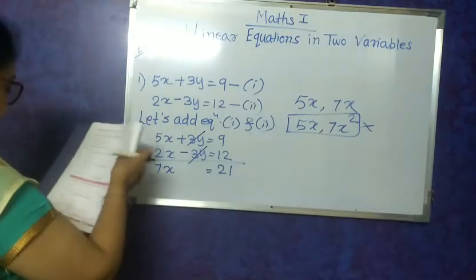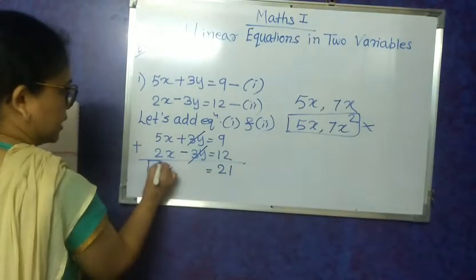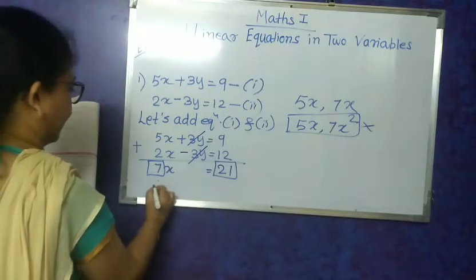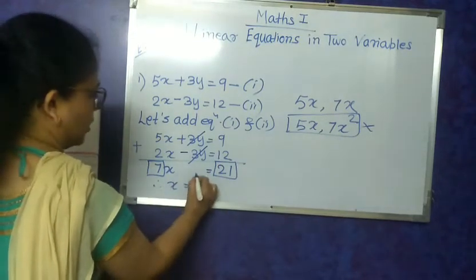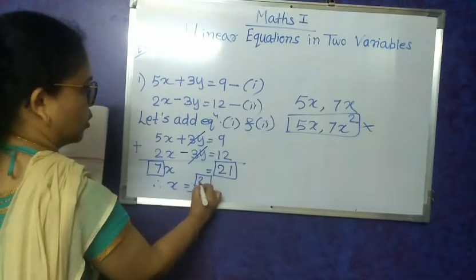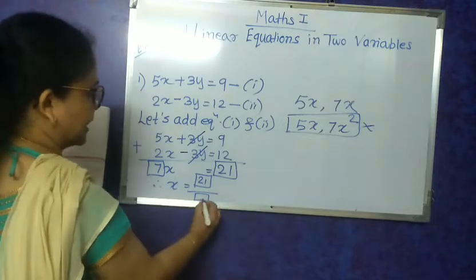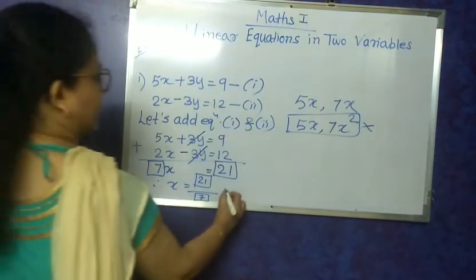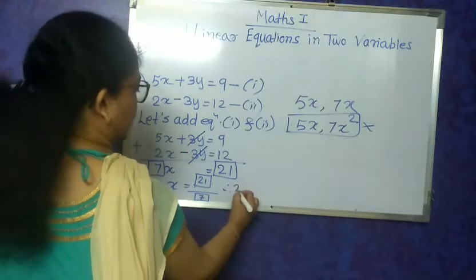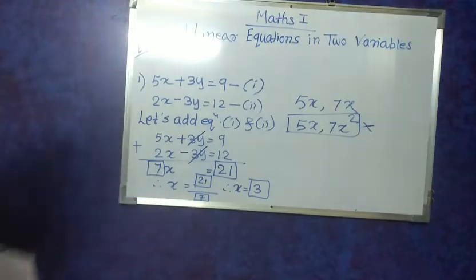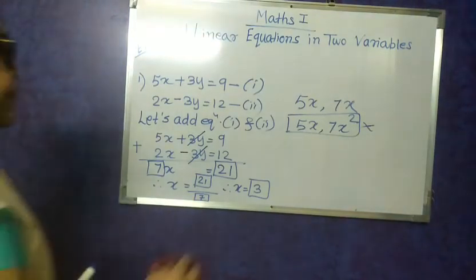Okay, so where is the box given here? The box is for this 7 and the box is for this 21. Therefore, x is equal to something upon something. So x is equal to 21, and 7 will go to that side as a divide. Write the steps one below the other. x is equal to 3. Okay, now this half part is over.